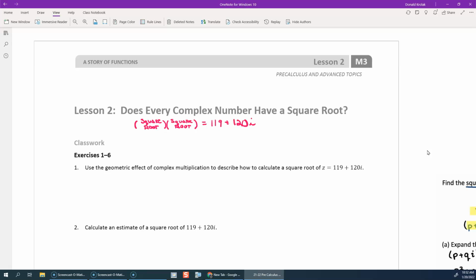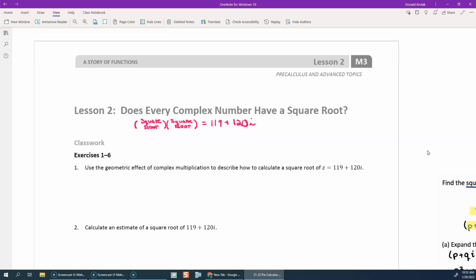Now, here's the part that you got to remember from the first semester. So this is a complex number right here, and this is a complex number. When we did multiplying complex numbers, I'm going to write this as a complex number, and I'm just going to call it a plus bi.